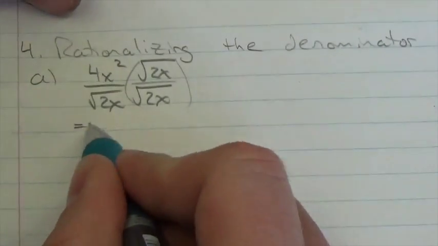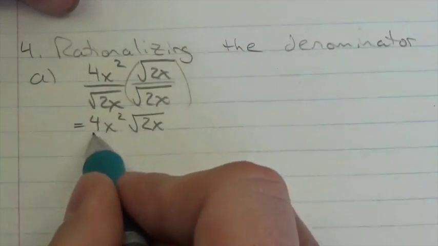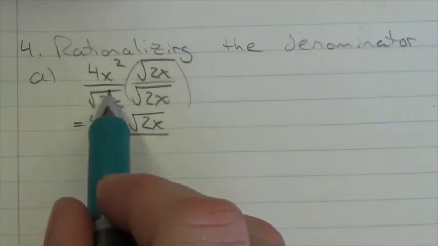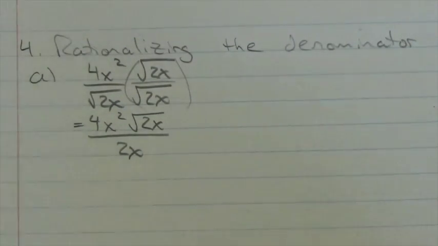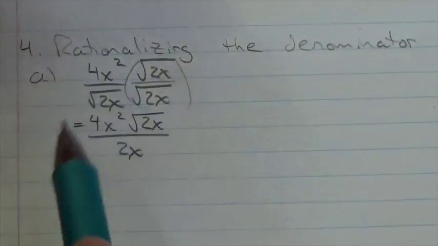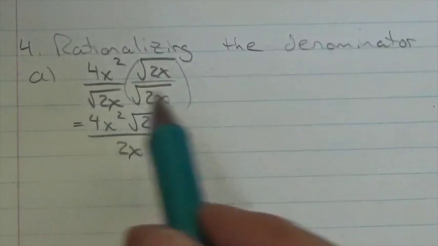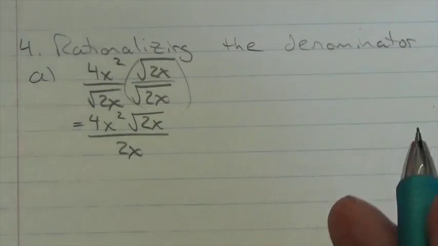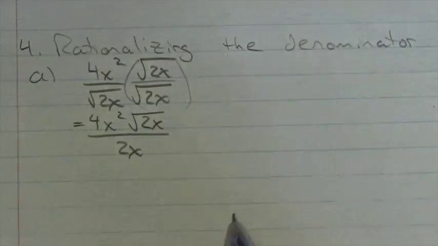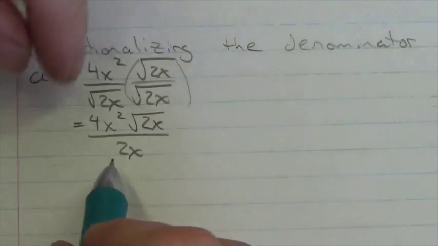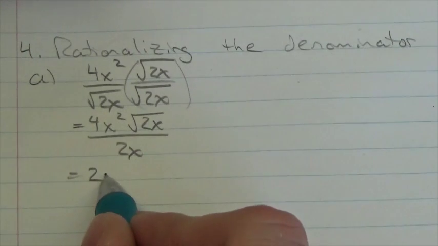So the goal here is to rewrite this thing so it looks different without actually changing the value of the expression. Now, in the numerator, that becomes 4x squared multiplied by the square root of 2x. But the denominator, root 2x multiplied by root 2x, is going to be 2x. That is the nature of the square root: when you square the square root, you regain the original value. Now, there are obviously some restrictions on the variable, x has to be greater than 0. That would still be the case. But now I would simplify that. 4 divided by 2 is going to be 2. x squared divided by that x would be x.